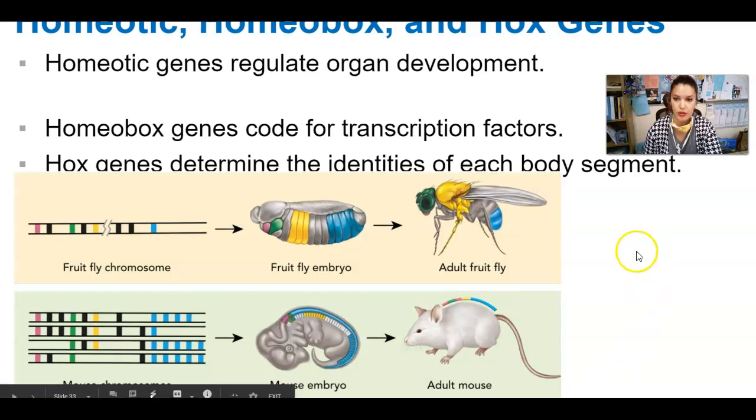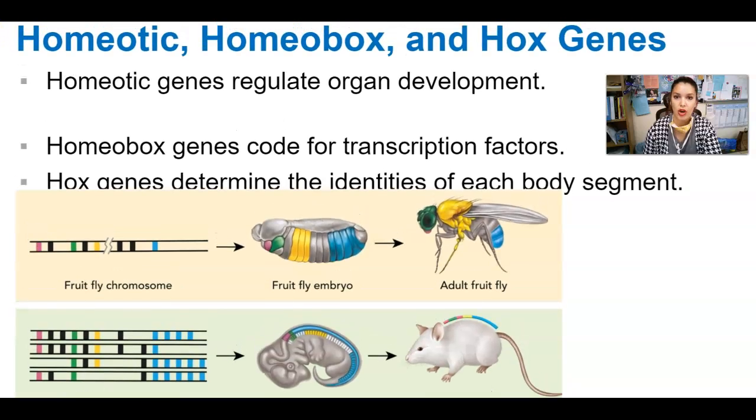So the only reason I showed you this lesson is because of these words here. These are called homeotic, homeobox, and Hox genes. These are vocab words that you should know. Homeotic genes are the ones that regulate organ development. Homeobox genes code for transcription factors, so they help determine which genes are going to be expressed. And Hox genes determine the identities of each body segment.